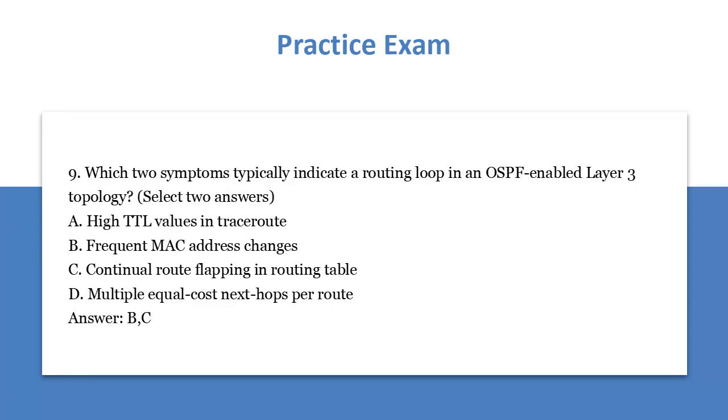9. Which two symptoms typically indicate a routing loop in an OSPF-enabled Layer 3 topology? Select two answers. A. High TTL values in traceroute. B. Frequent MAC address changes. C. Continual route flapping in routing table. D. Multiple equal cost next hops per route. Answer: B, C.